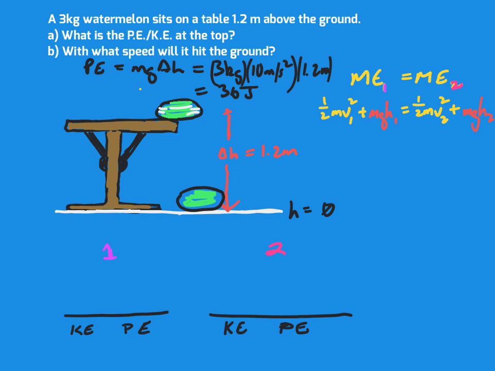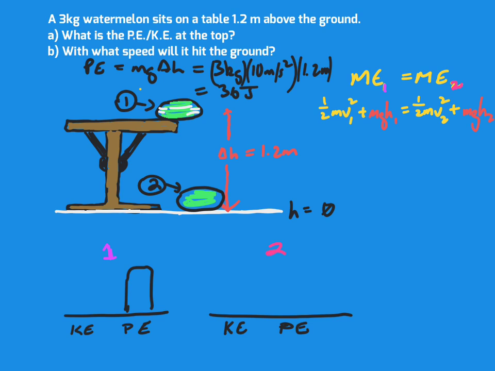Now, the first thing that we should do is set up a scenario. We should set our event points. So this might be event 1, where the watermelon is up where it began, and event 2 is just before it hits the ground. Okay, because when it hits the ground, there's a force acted upon it, and that system is changed and altered. So at the very beginning, at time 1, we know that it is all potential energy.